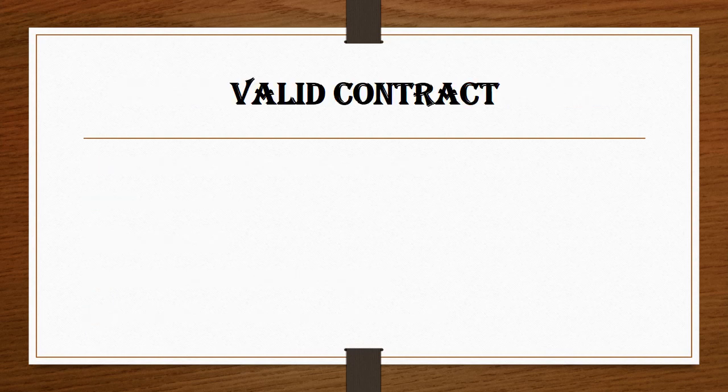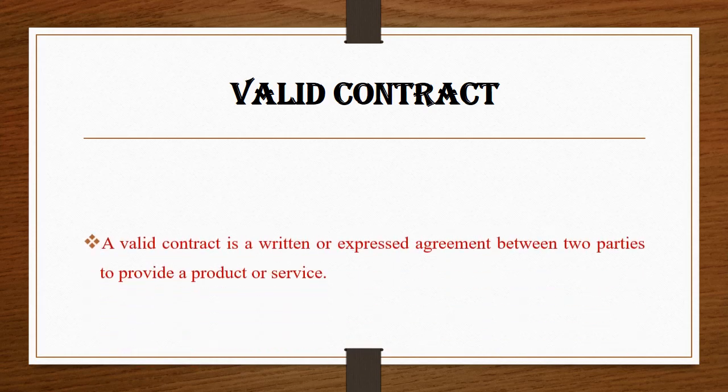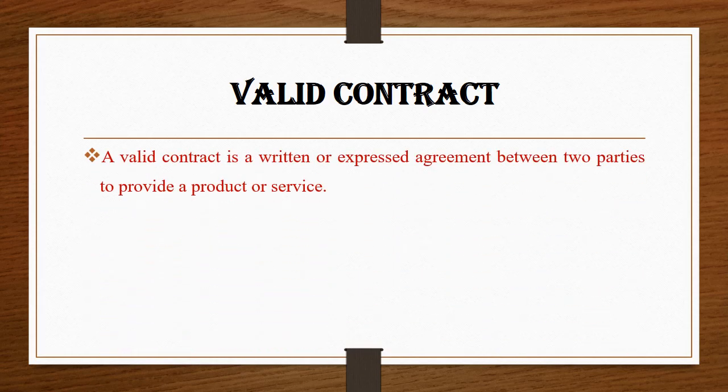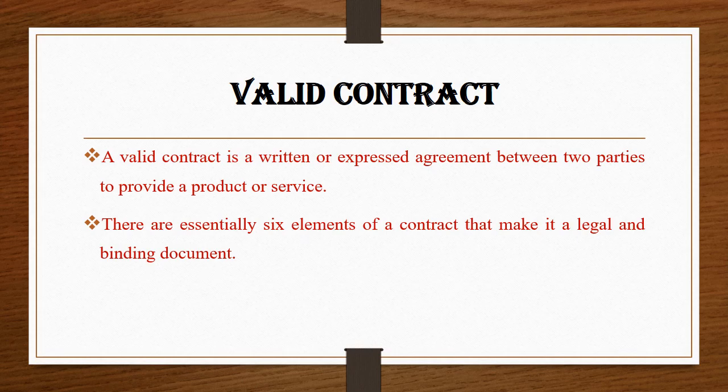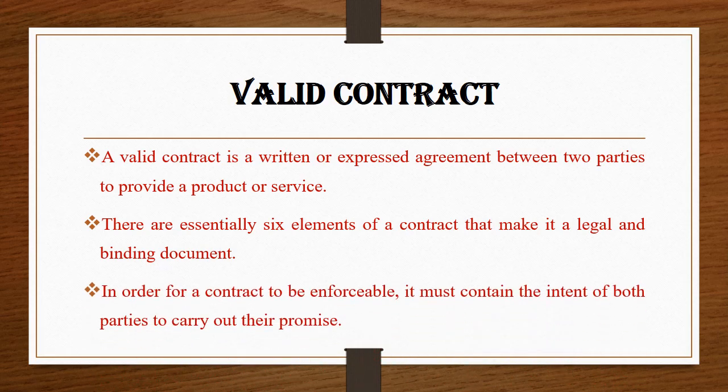Valid contract. A valid contract is a written or expressed agreement between two parties to produce a product or service. There are essentially six elements of a contract that make it a legal and binding document. In order for a contract to be enforceable, it must contain the intent of both parties to carry out their promise.